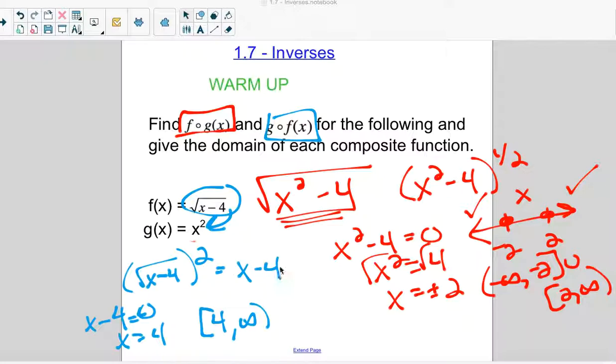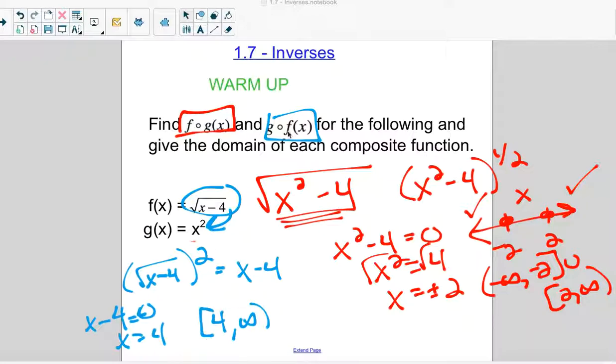And even though this one doesn't look like it has a domain restriction, it is technically this thing right here, which did. So always refer to the original if you're going to look for the domain. Again, your final answer is g of f of x is this, but the domain of which has to be 4 to infinity, right? So that's what we're saying.